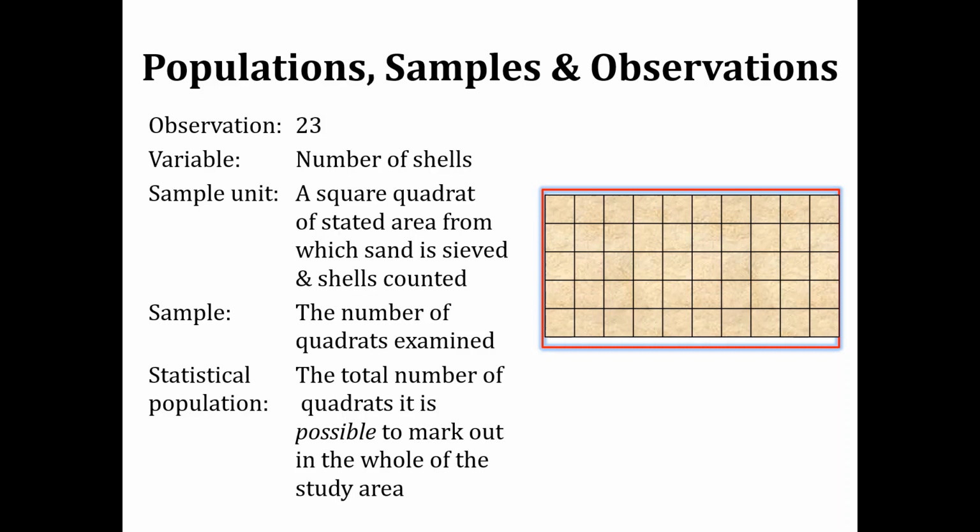And what is the sample? The sample is all those sample units, or all those quadrats that we were able to mark out in the area, and from where we were able to count the number of shells. And what is the statistical population? It is the total number of quadrats that we can mark out in this area, and from which we can take the observations. So this is the relationship in terms of counting. So here we have discussed the concepts of population, samples, observations, and variables or units in terms of statistics, and how we are going to use these definitions in this course.